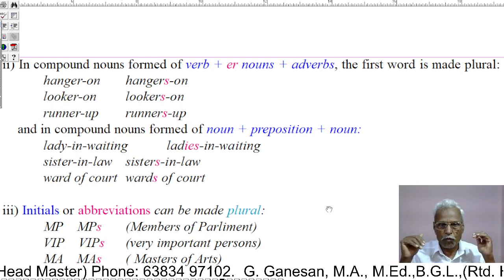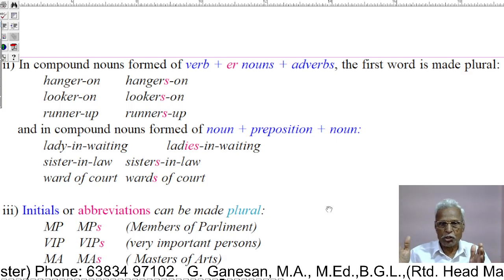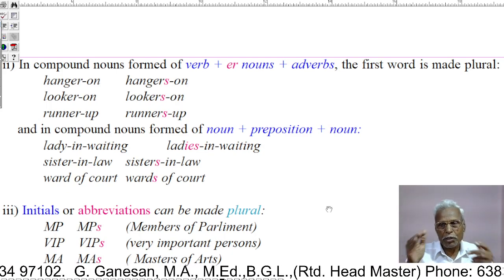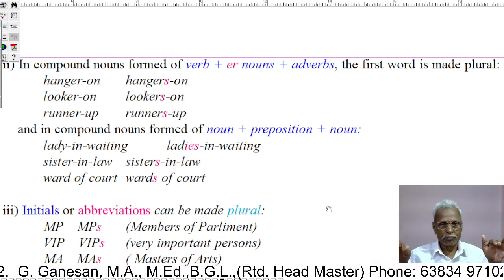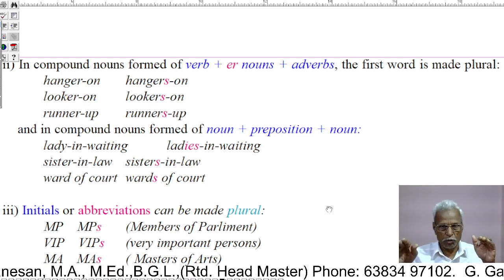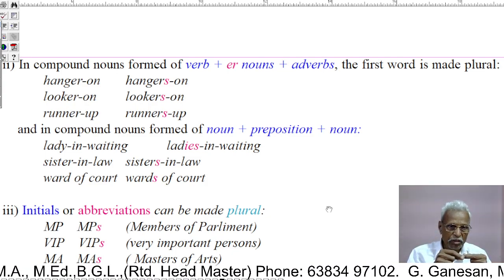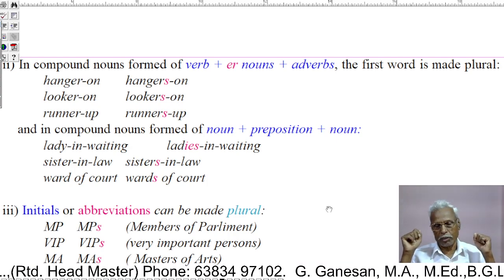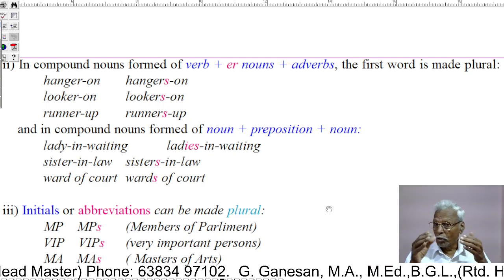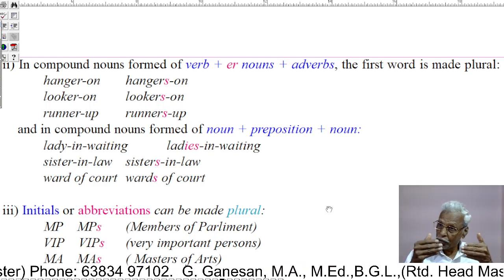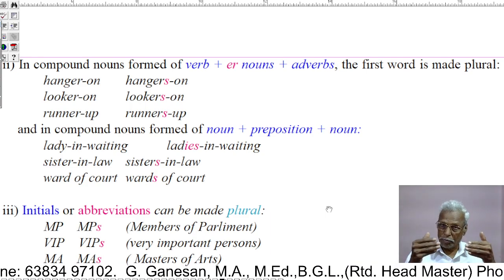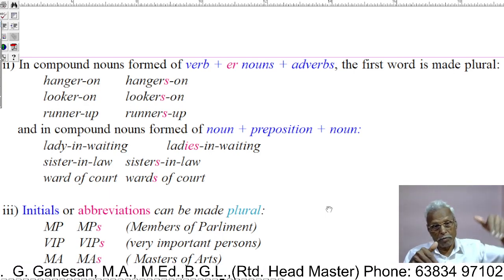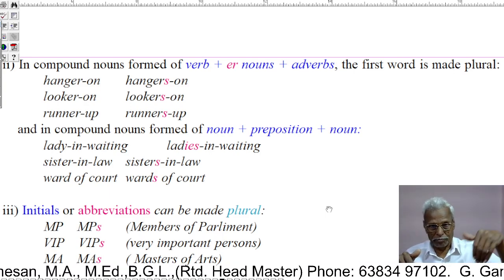And in compound nouns formed of noun plus preposition plus noun, the compound nouns form their plurals by making the first noun plural.